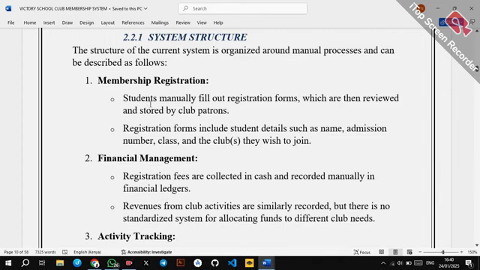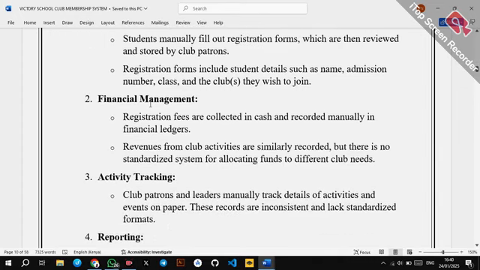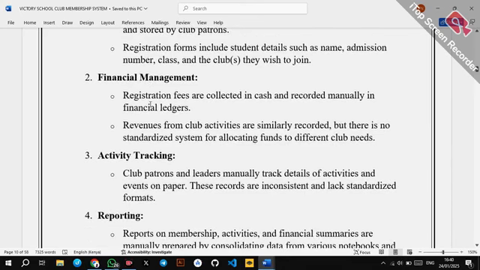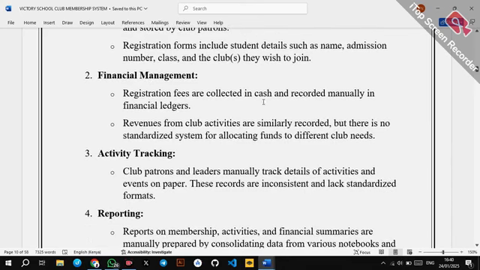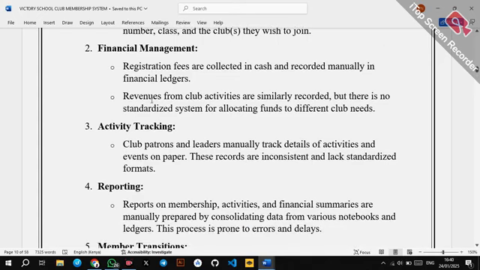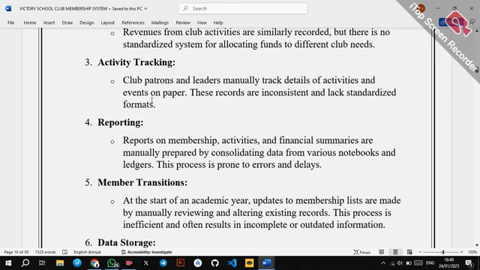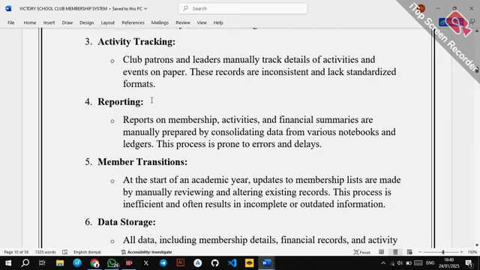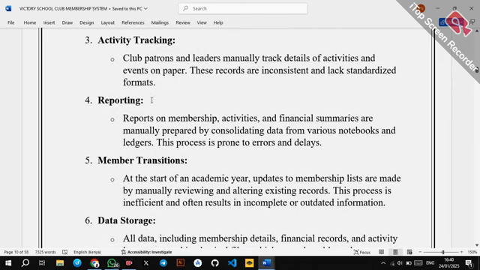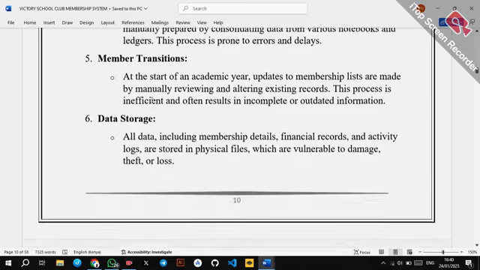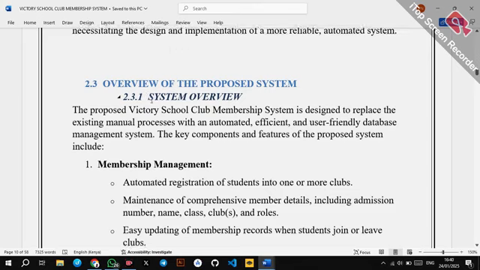The first one, membership registration. Students manually fill out registration forms. You tell us what is under the registration form. Financial management. Registration fees are collected in cash and recorded manually. Yes, so that is it. Activity tracking. Club patrons and leaders manually track details of activities and events on paper. So those are the different system structures and all the others.